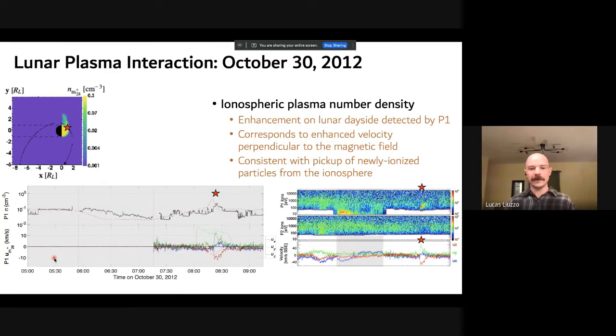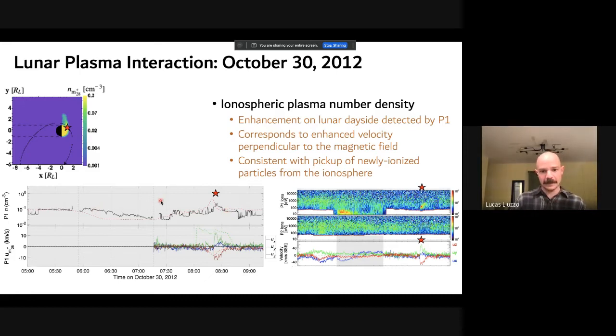If we now look at the second feature here, this flux enhancement associated with the day side, we see that I guess this quality isn't too good. I don't know what happened there. But the Artemis trajectory here passed right through the region where the ionospheric plasma exists on the lunar day side. And again, we have velocity components that are consistent with gyration, along with the density enhancement that was detected by Artemis.